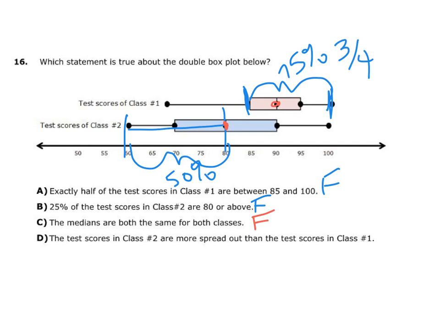And then letter D, the test scores in class number 2 are more spread out than the test scores in class number 1. Well, yes, you could say that, because if you look, 100 is here, but class 1 starts around the 67, 68 mark, and class 2 starts at the 60 mark. So in this case, this is true, so my answer is letter D.